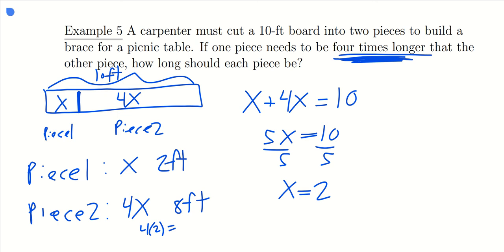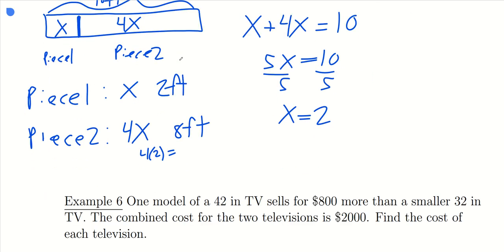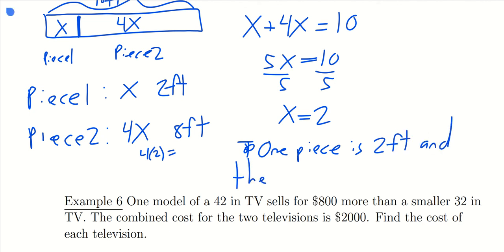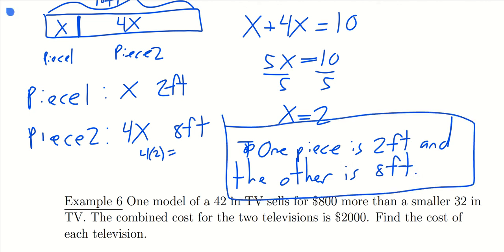We can check this. Obviously, 2 plus 8 does give us 10. And the 8-foot board would be exactly 4 times as long as the 2-foot board. So that gives us the answer. We can write it out. So we could say one board or one piece is 2 feet and the other is 8 feet. Or any other way you would like to express it that conveys the length of both boards.